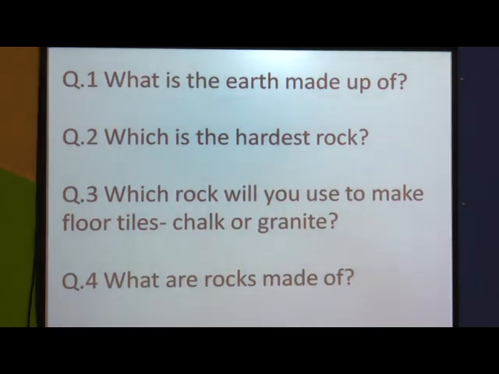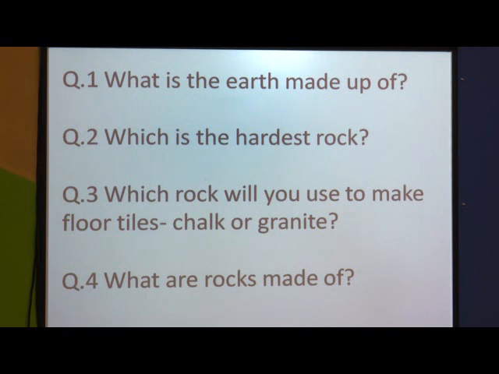Now it's time to ask you some questions. My first question, what is the earth made up of? Yes, students, tell me. What is the earth made up of? We have seen in the beginning, I showed you the earth picture and explained. Yes, the earth is made up of rocks and soil. I'll repeat again. The earth is made up of rocks and soil.